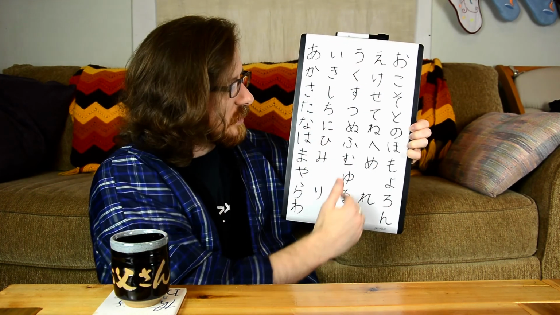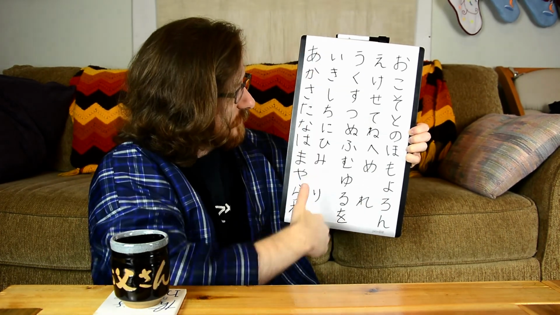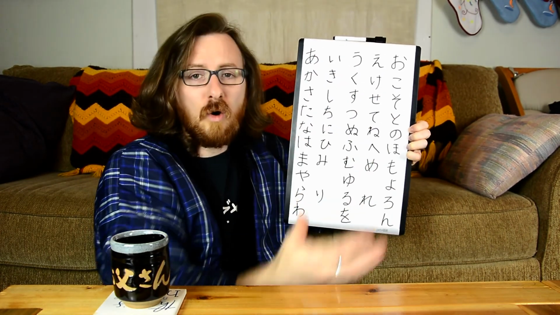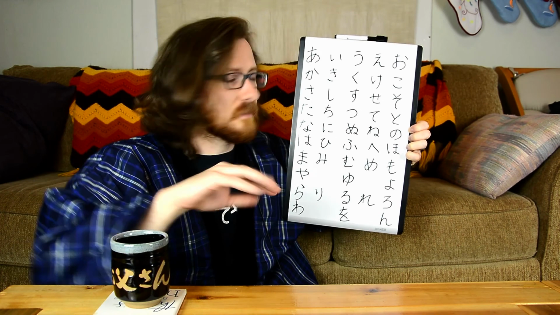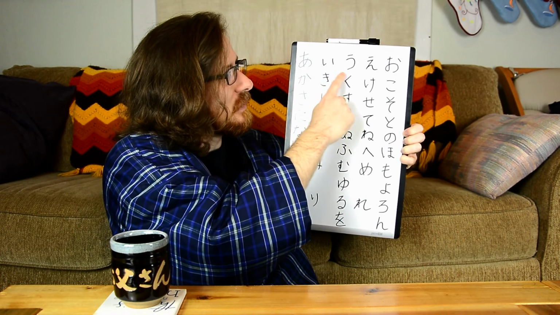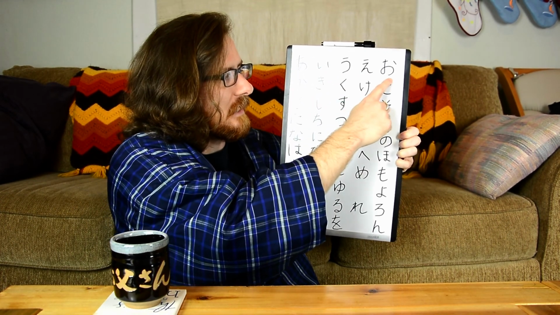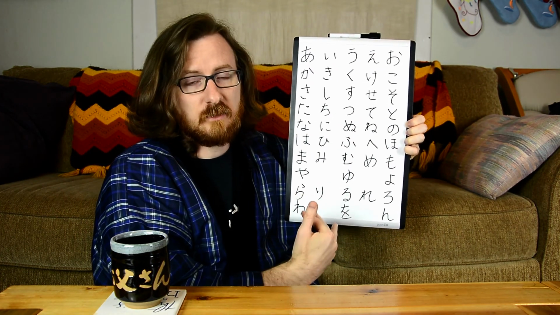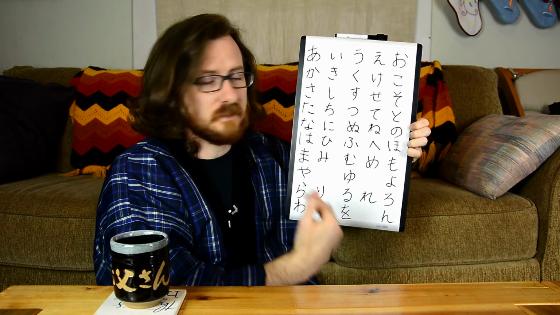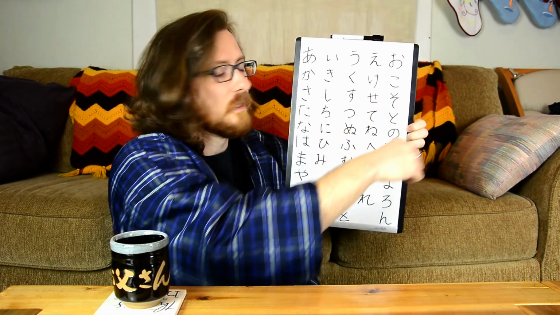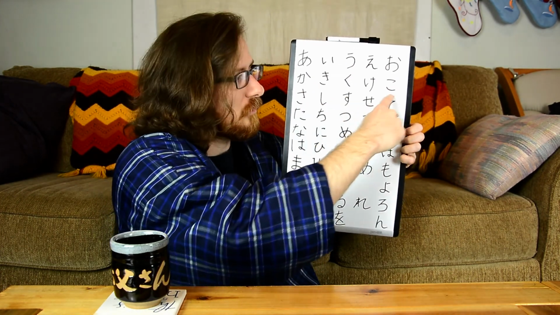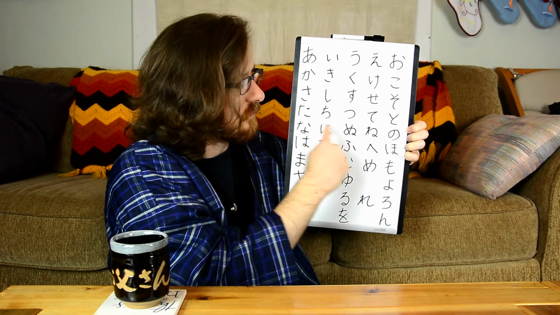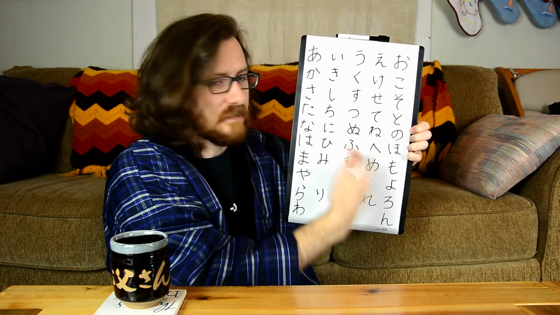But as you can see, the structure, there's 5 columns, and the whole language is based off of 5 vowel sounds. There's A, I, U, E, and O. And almost all of these letters or sounds are going to come from those basic vowel sounds. We have A, I, U, E, O, and then we have Ka, Ki, Ku, Ke, Ko, Sa, Shi, Su, Se, So, Ta, Chi, Tsu, Te, To, etc., etc.